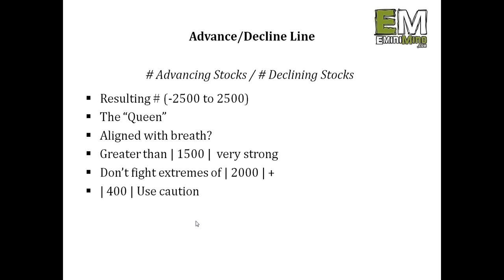Readings that are inside 400 are similar to NYSE breadth readings of 1 to 1. You want to use caution because it's kind of a range of parity. So there's really no one direction or one weight on either side.